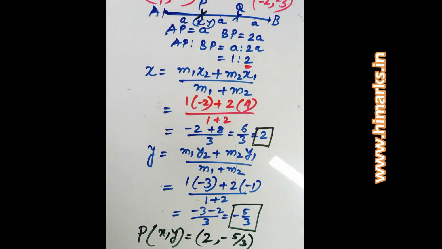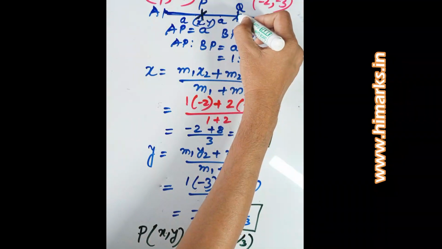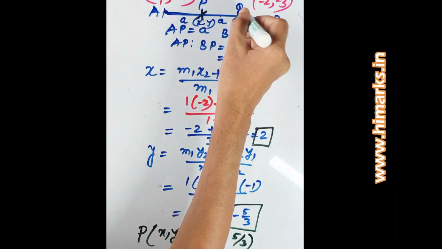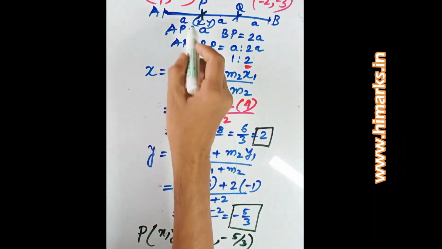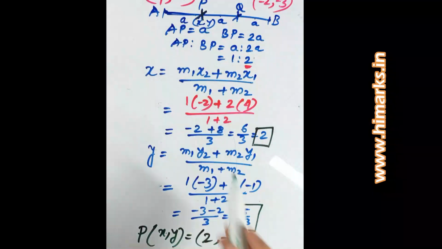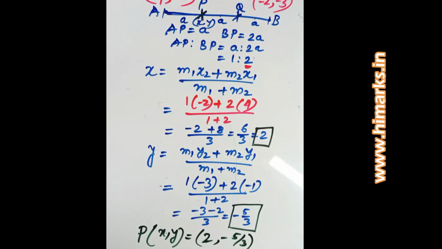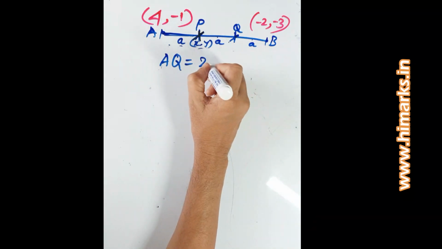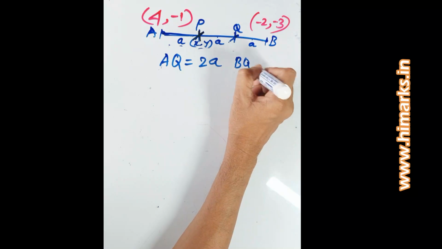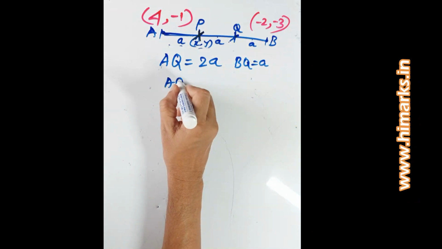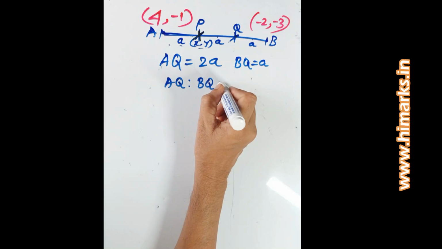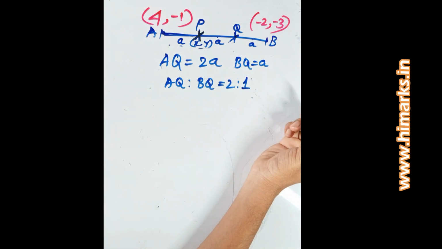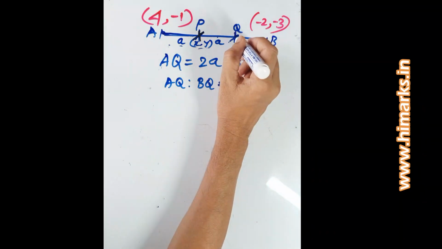So this is the first part. Now to calculate the coordinate of Q, what do we have to do? You see that now AQ is 2a. So we will continue the same process. So what will we do here? Now AQ is 2a, and BQ is a. That means AQ to BQ is 2:1. Once it is done, we'll then apply the same formula.